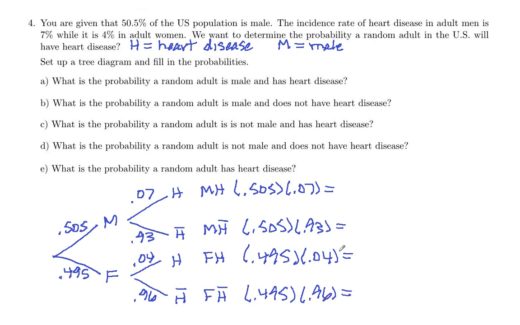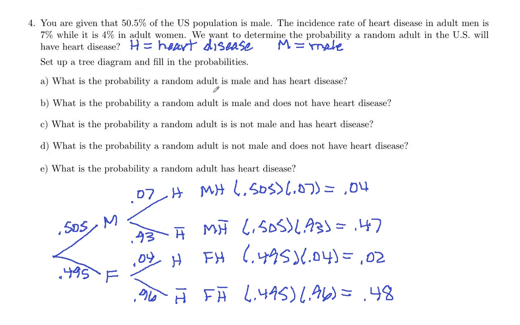And then if you do the calculator work on these to 2 decimal places here, you'll get 0.04 for the first one, 0.47, 0.02, and 0.48. And if you add all these up, you get 1.01, a little bit of round off error, but you should get 1. So now we can start answering questions.